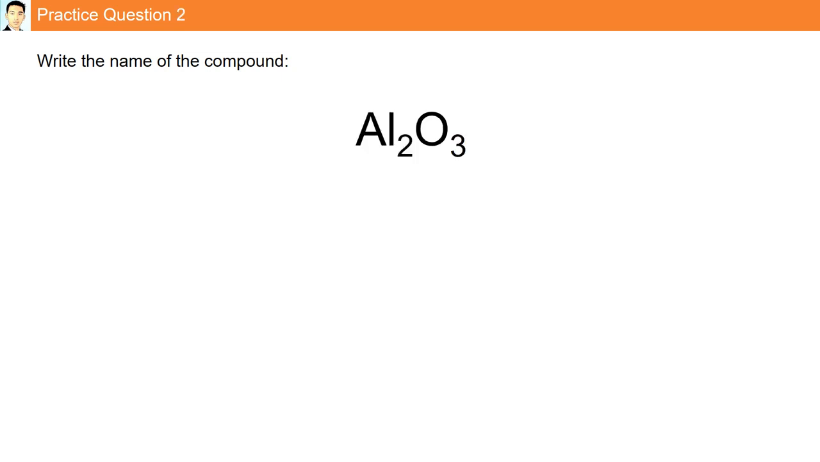Practice question 2. Write the name of the compound Al2O3. The first element name is the metal. It's written as the element aluminum, followed by the second element name oxygen. The ending is changed to IDE and the name is aluminum oxide.